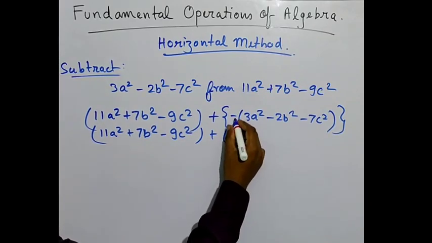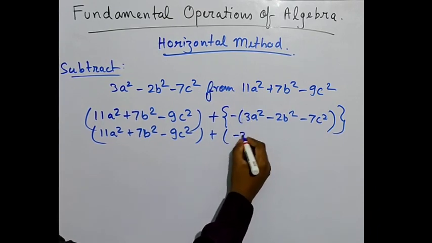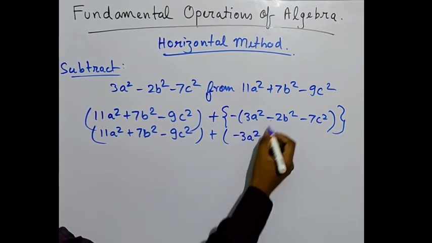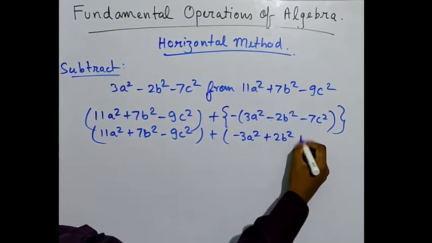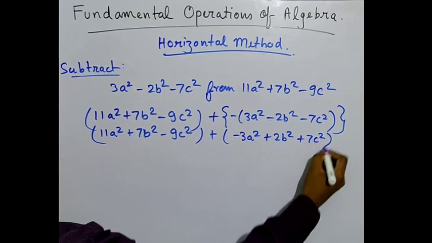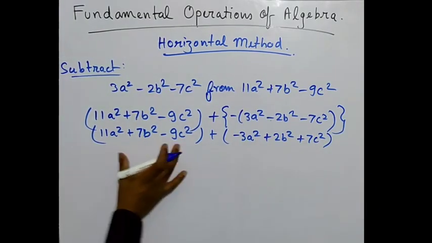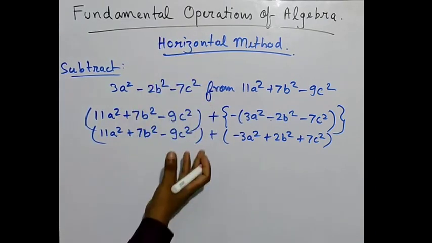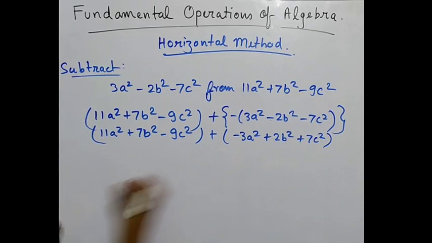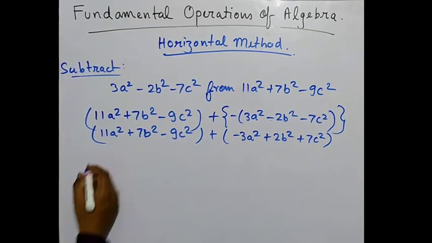now let's open this bracket. So negative and positive will give you negative 3a square, then negative and negative will give you positive 2b square, then negative and negative will give you positive 7c square. So now you see we have arrived in the form of addition of algebraic expressions. Now you already have learned how to add the algebraic expressions using the horizontal as well as the column method. So we are using the horizontal method to subtract. So let's add using the horizontal method now.